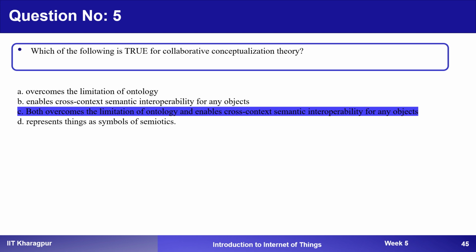So this collaborative conceptualization theory is used to overcome the limitation of ontology, and it also enables cross context semantic interoperability for any object.